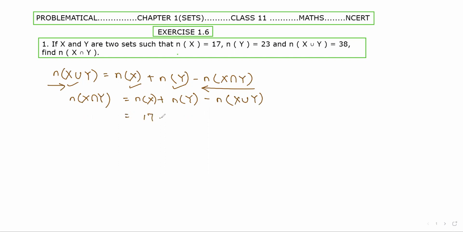Using the values, 17 plus 23 minus 38. This will be equal to 40 minus 38, which is 2. n(X intersection Y) is equal to 2.